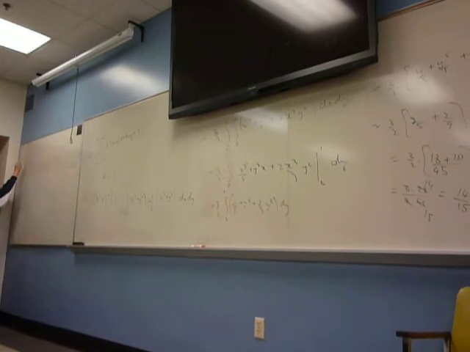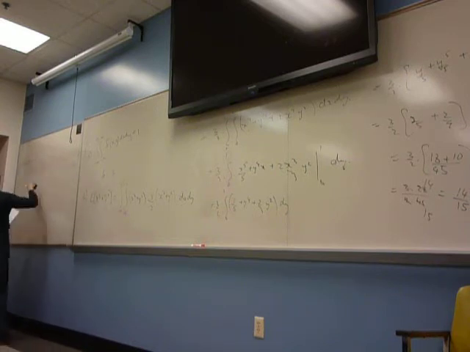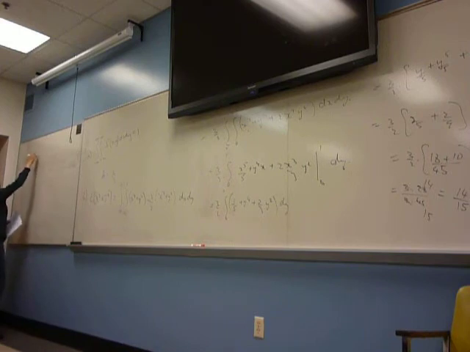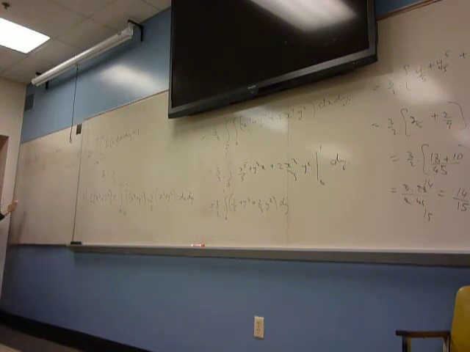Part D. Probability that y is greater than 2x. If you think about it, you're going to integrate over the region y greater than 2x. So you could say y goes from 0 to 1 and x goes from 0 to y over 2. That's one way you can write it.